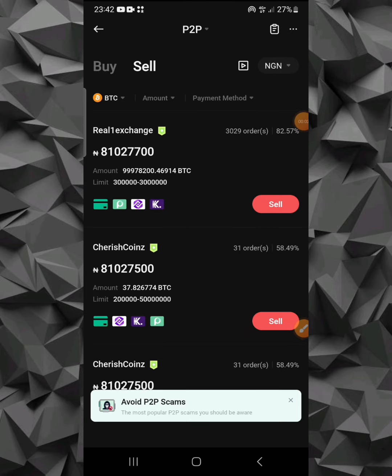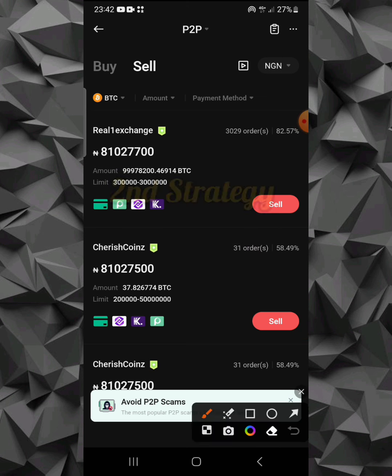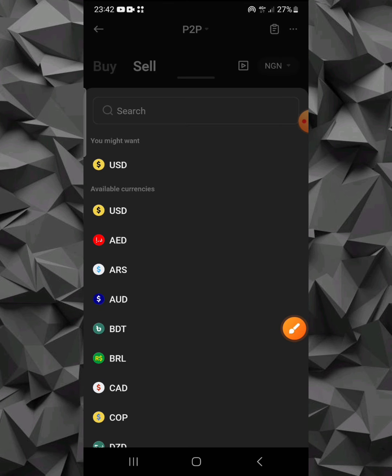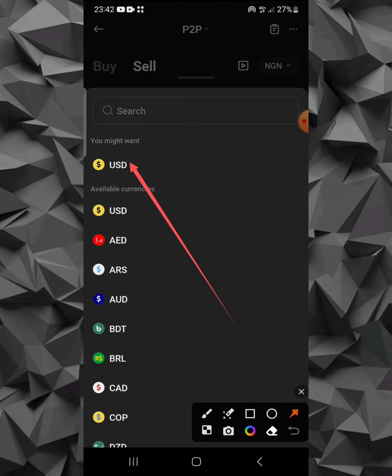Alright guys, so let's talk about the second strategy that you can actually use to make a lot of money on the KuCoin exchange. And this is also on the P2P market, so take note. Now the next thing I need you to do is to come here and change this from NGN to US dollar. So once you click on this now, I'd like you to change this to US dollar.